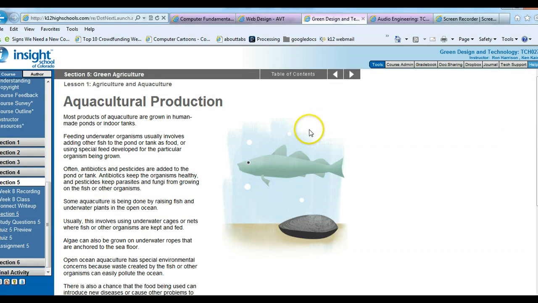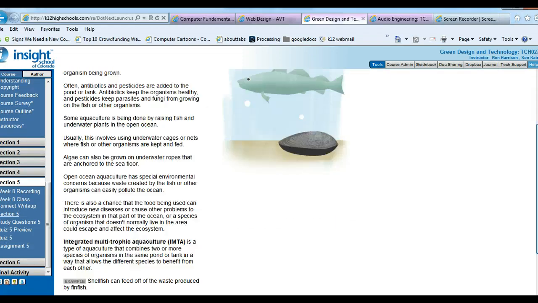So aquaculture production, so feeding underwater organisms, you feed them in a pond or a tank or something like that, and you have to use antibiotics and pesticides to keep them healthy and to keep bugs away and parasites and fungus. Well, of course, the animals suck those things down, and that might then get into their meat, the stuff that we eat. So that's not good, is it?